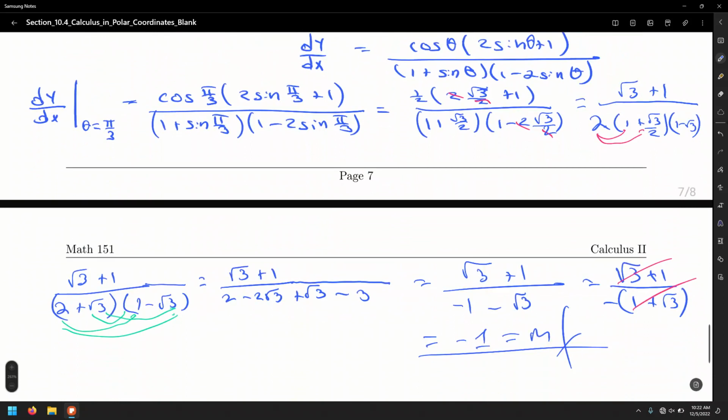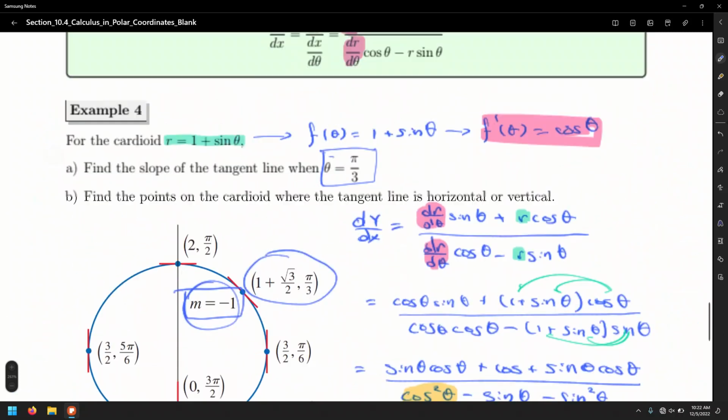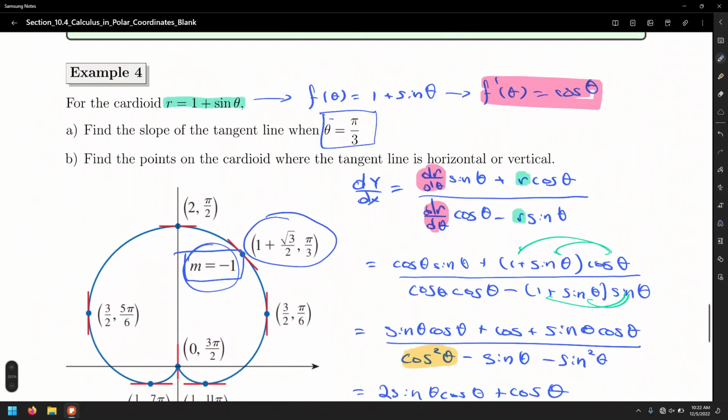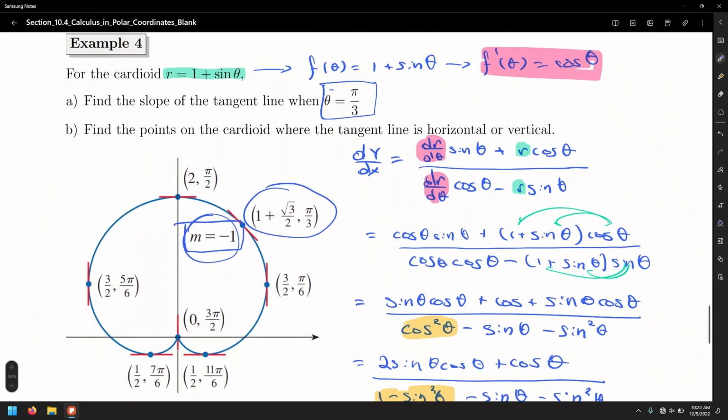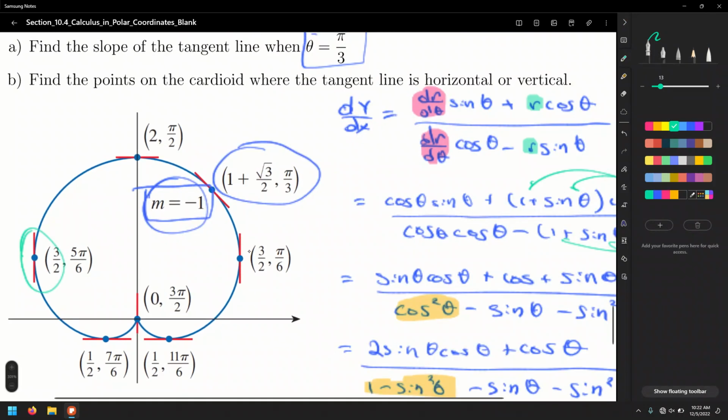Now, they're asking us something else. For part B, they're asking us to find the point on the cardioid where the tangent line is horizontal or vertical. So they're essentially asking us to verify the following points. So vertical tangencies, and horizontal tangencies. Those three. Oh, there's another vertical tangency here. So we'll figure out all of them.